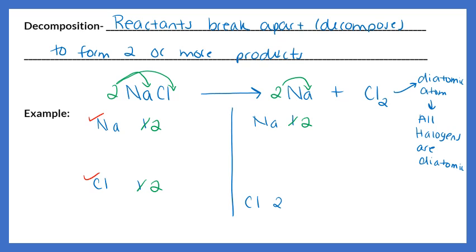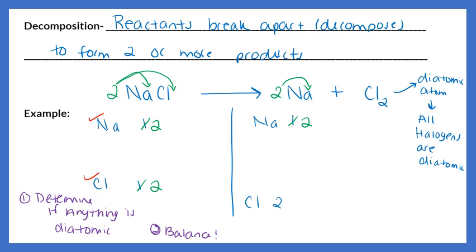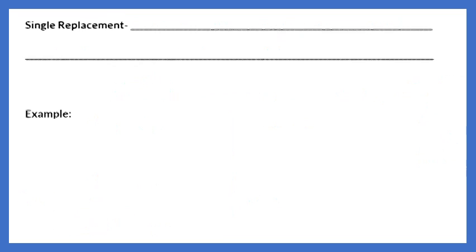So again, I break apart, determine if it's diatomic, and then 2, you balance. All right, nice. Those are the easy ones. Now we're going to dive in deeper to do the more difficult ones.